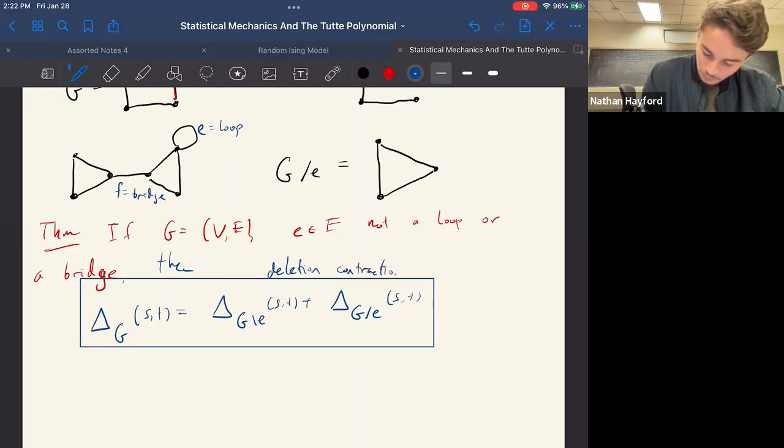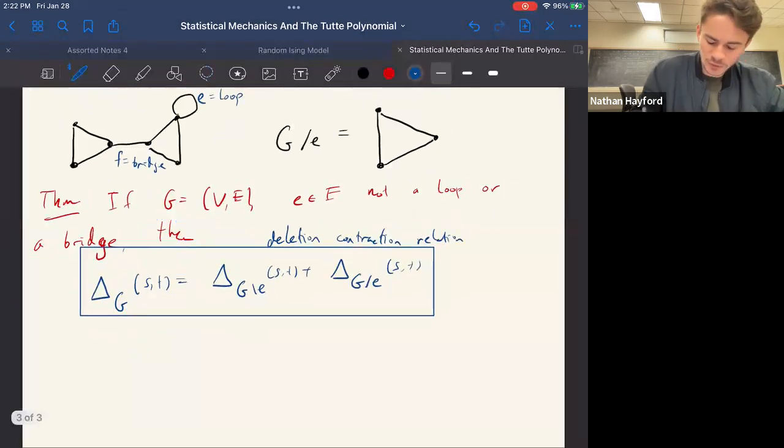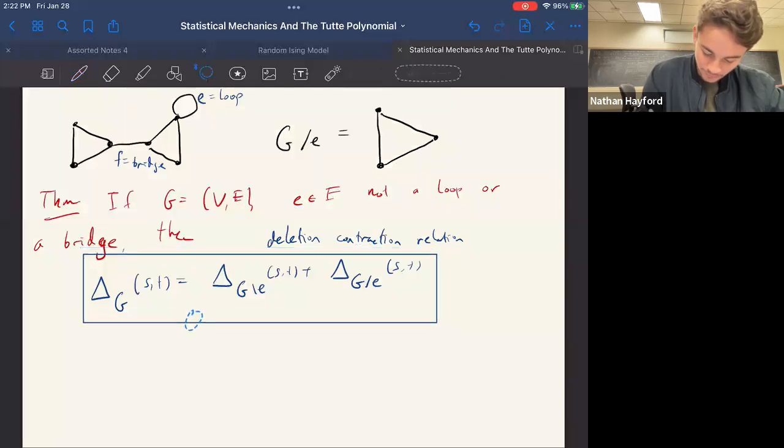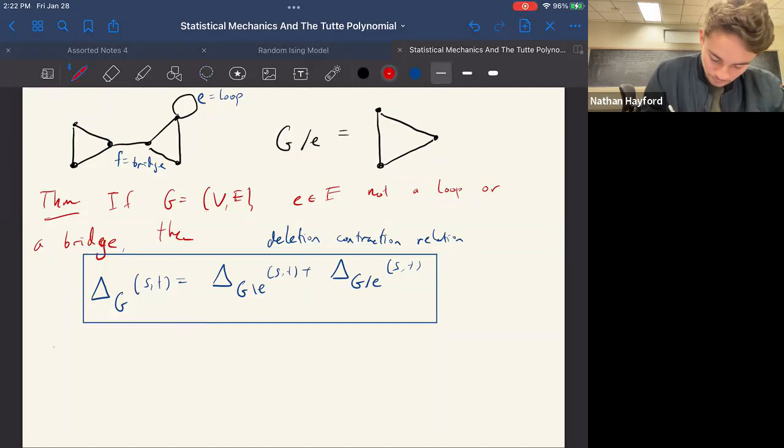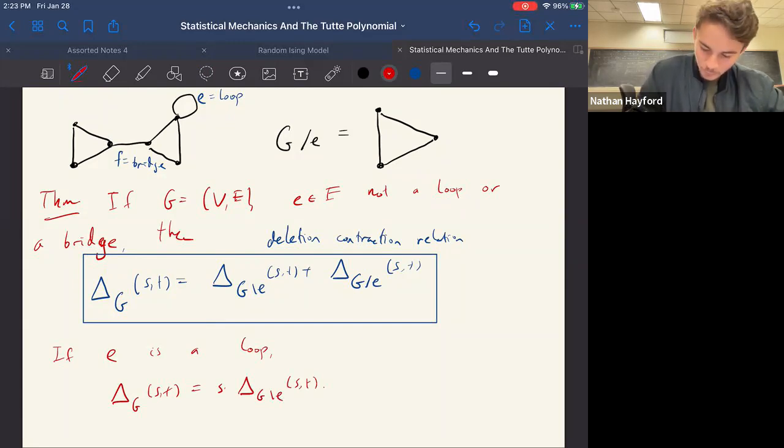And it makes computation of the Tutte polynomial significantly easier. You can do it essentially pictorially. Before I continue with this exposition, one may ask: what happens if E is a bridge or a loop? Well, if E is a loop, then there's another simple relation. G of S and T is just, I delete the loop, and I multiply by S.